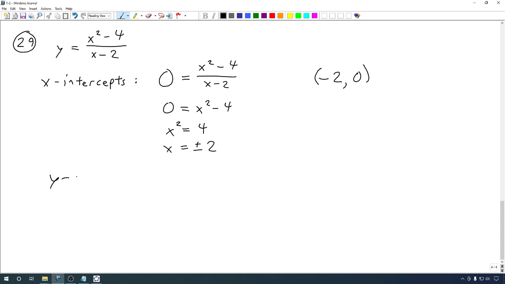What about y-intercept? Well, this time x is equal to 0. So y is equal to 0 squared minus 4 divided by 0 minus 2. We just have to figure out what this is. We have negative 4 and a negative 2. If we divide negative 4 by negative 2, we get a 2. And that means we do have a y-intercept of 0, 2.